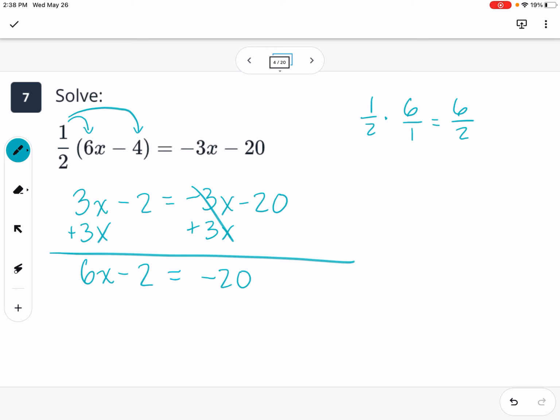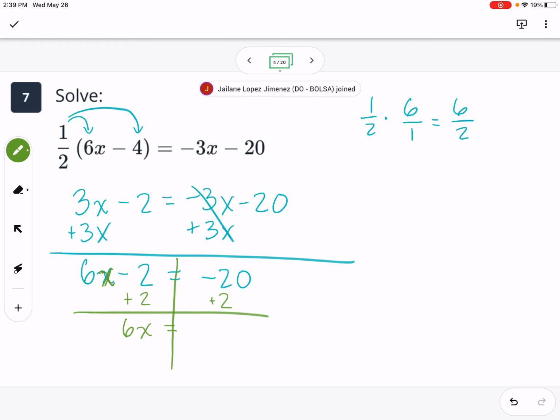And so now I can just focus on getting this x by itself. So what can I do to get x by itself? Well, here's the equal sign. I need to get rid of this -2 and this 6 if I want the x to be by itself on one side of the equal sign. So I'm going to start with adding and subtracting. I'm going to add 2 to both sides. I get 6x equals -20 plus 2 is -18. And then x is being multiplied by 6, so I'm going to do the opposite of multiplication. I'm going to divide. And I get x equals -3.